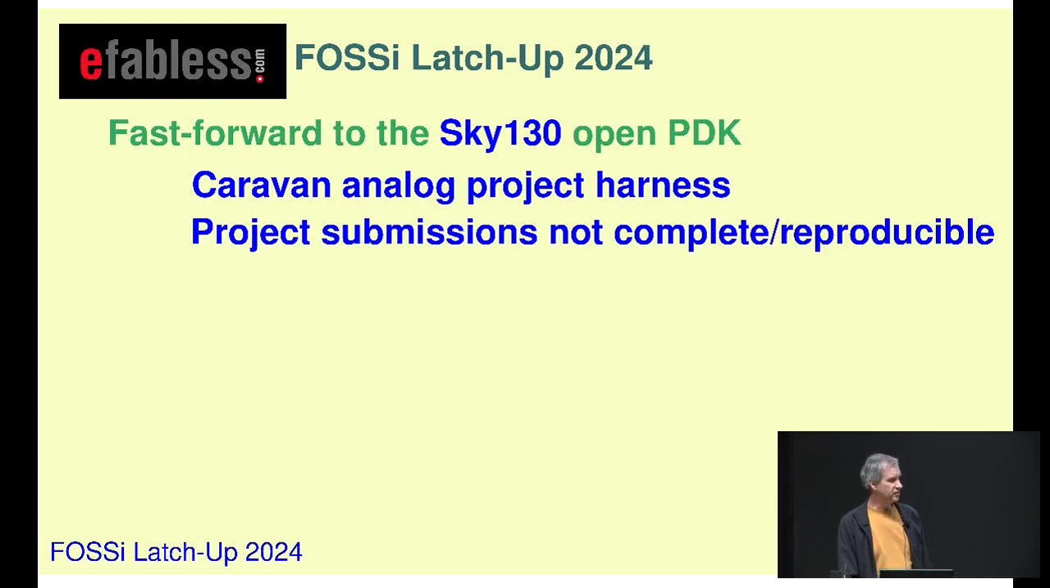But after a number of OpenMPW submissions, we found by and large that a lot of project submissions were incomplete and not reproducible. That means we would get GDS from these people, but if you went to their website, it was supposed to be open source, but where are the design files? They're not there. And we could only require them to do GDS because we didn't have any flow to do automatic checking of LVS or other things. So we basically told them, it's okay just to produce GDS and give it to us.